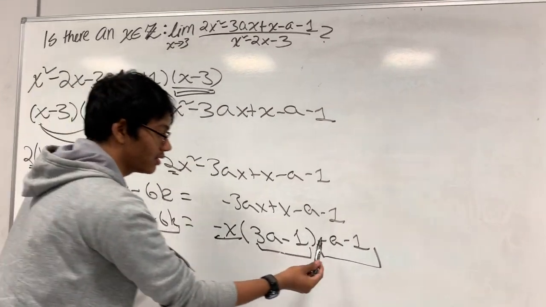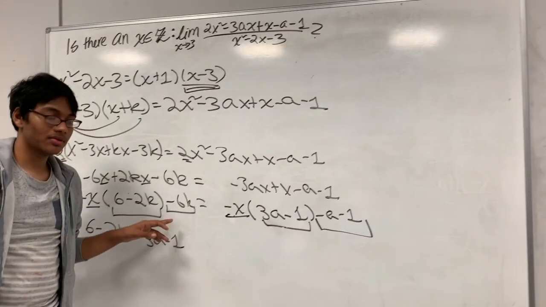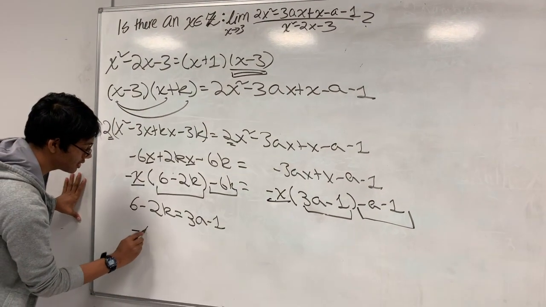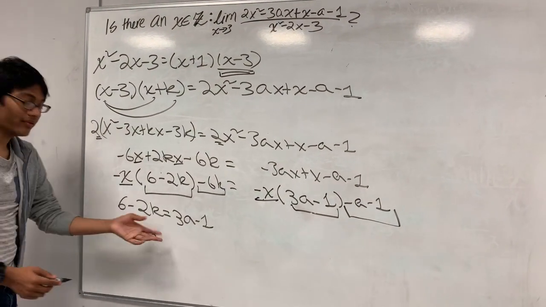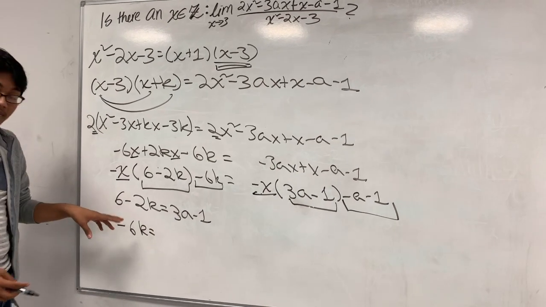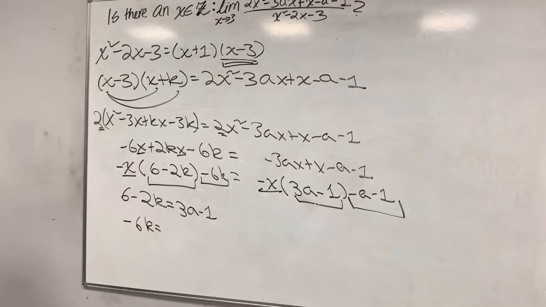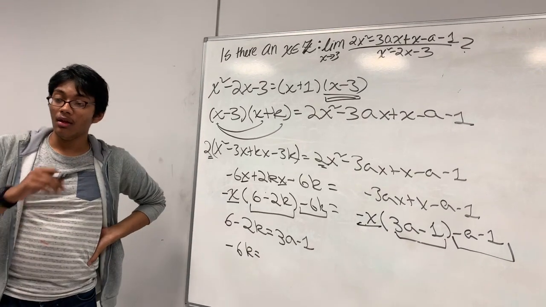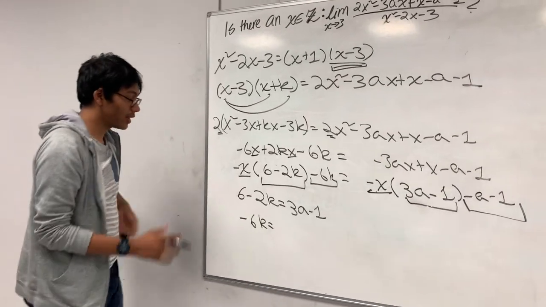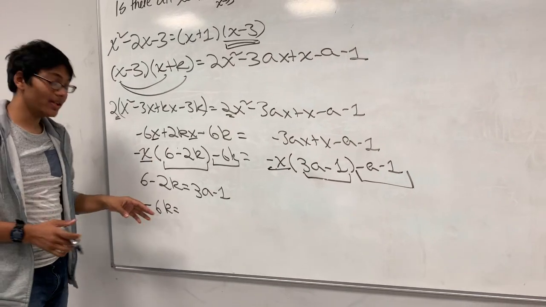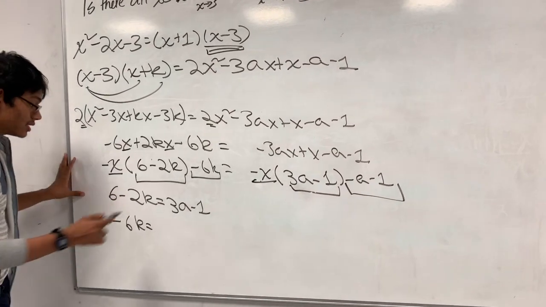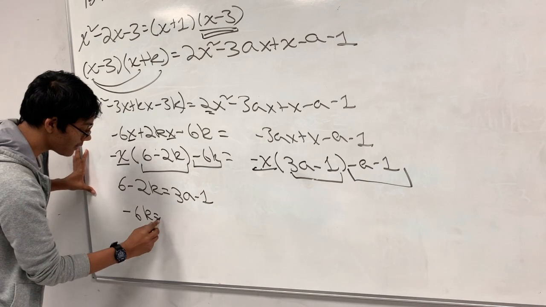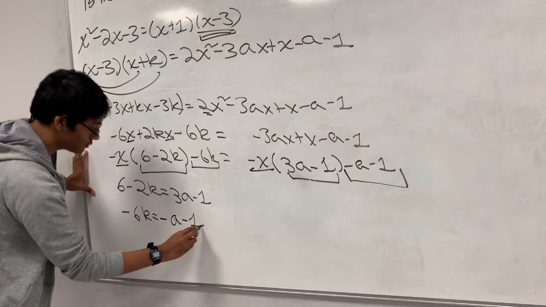Minus 6k equals minus a minus 1. So now we actually have a system of equations, and we have only two variables. So that means we can actually find out a, because we have two variables and two equations. So let's do that. Minus a minus 1.